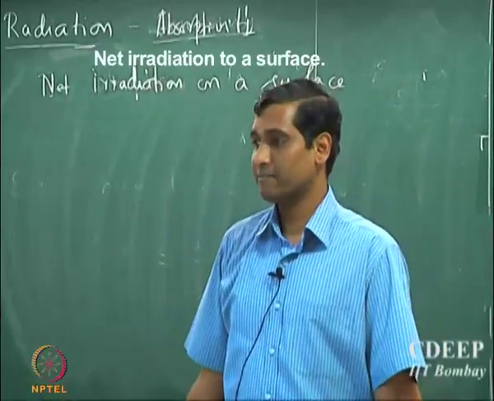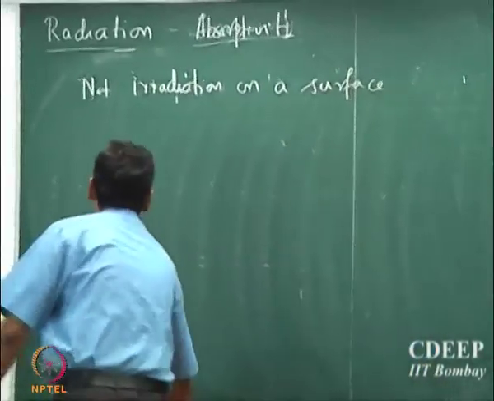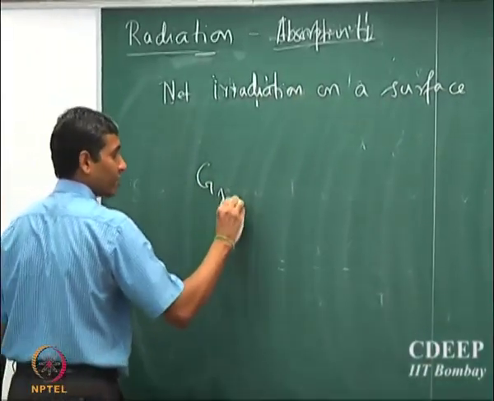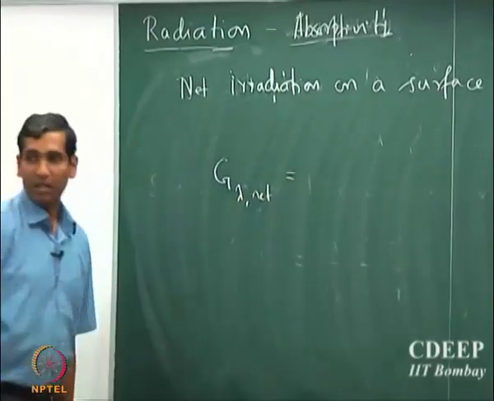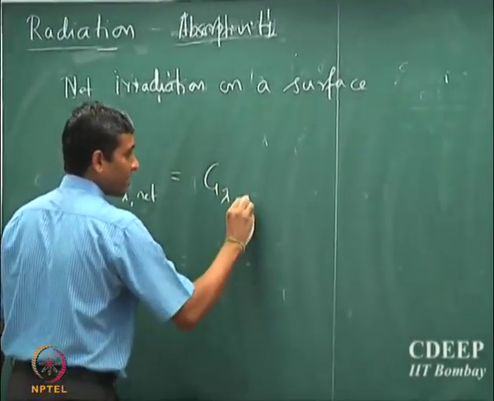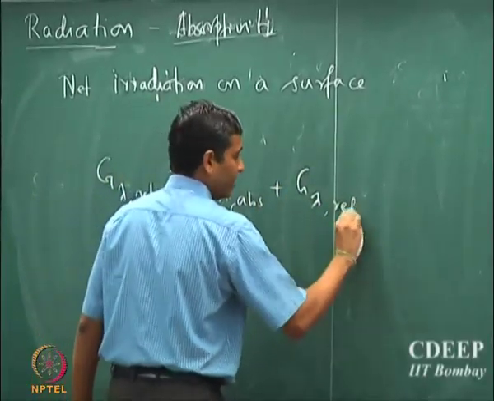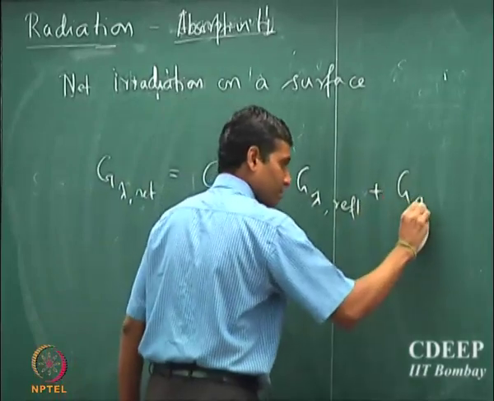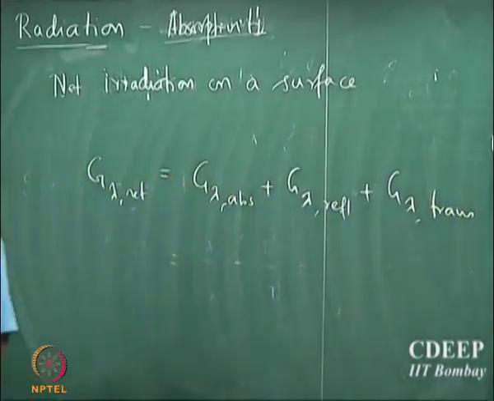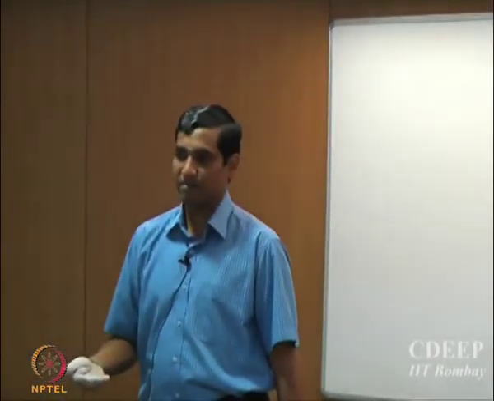and whatever is not received can either be transmitted or reflected. Okay. So next class what we are going to do is, we are going to introduce saying that the net irradiation that is received is equal to the net irradiation that is absorbed plus reflected plus transmitted. Okay.